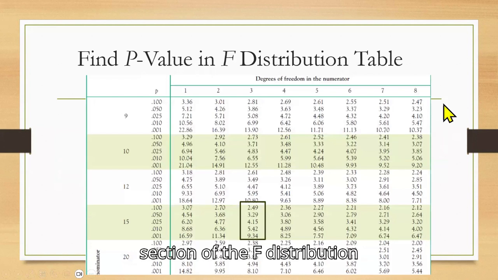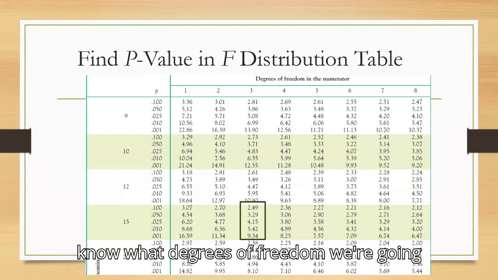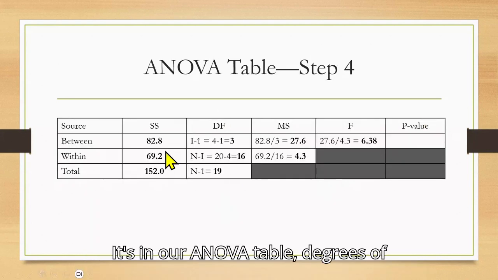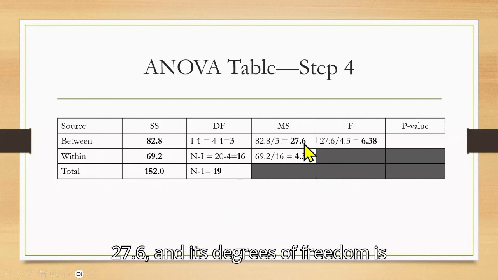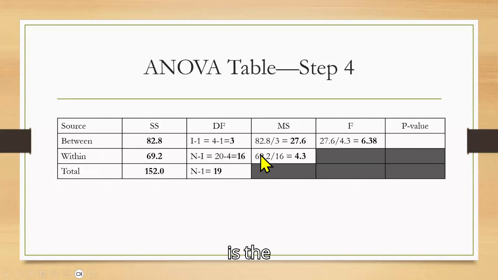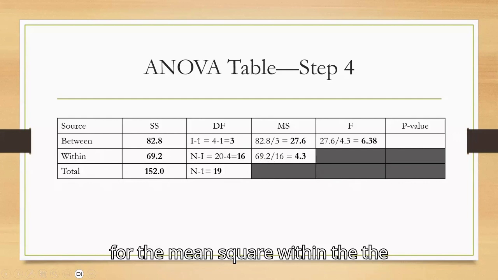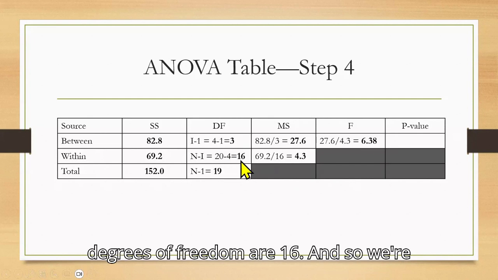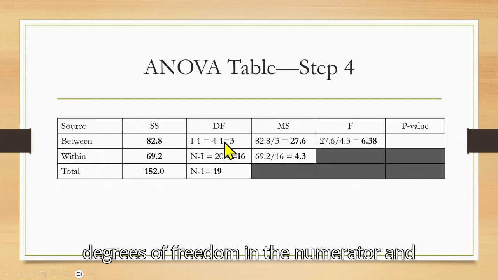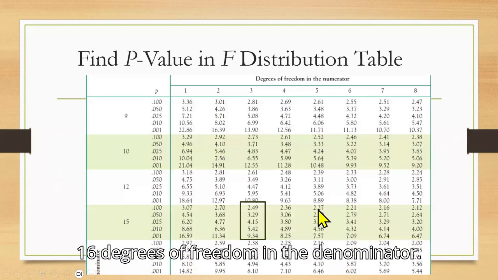Here's the section of the F distribution table. We know what degrees of freedom we're going to use because it's in our ANOVA table, degrees of freedom. This is our numerator, 27.6, and its degrees of freedom is 3. So that's the numerator degrees of freedom. The denominator is for the mean square within, and the degrees of freedom are 16. So we're going to go to the F table that has 3 degrees of freedom in the numerator and 16 degrees of freedom in the denominator.